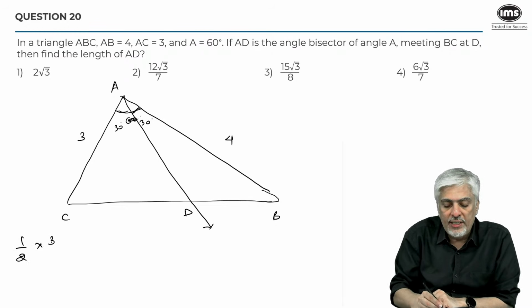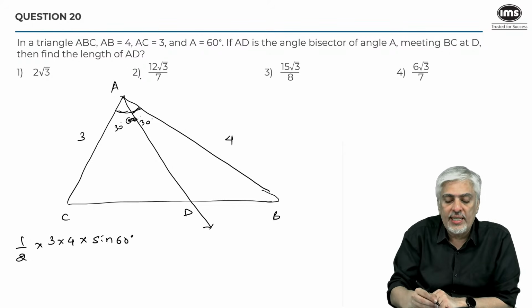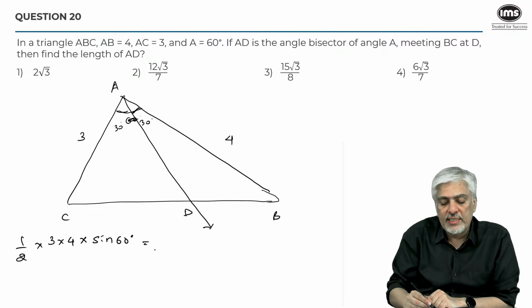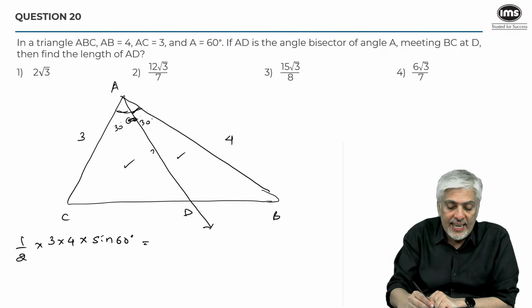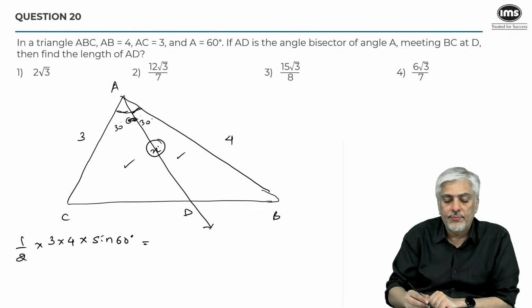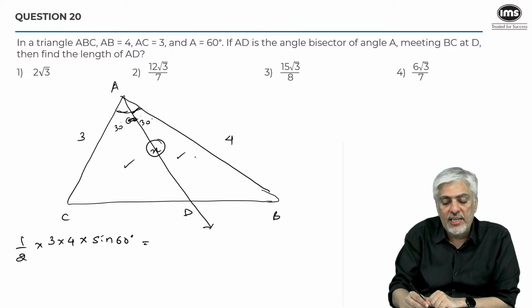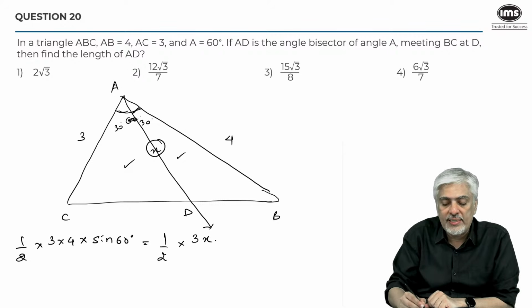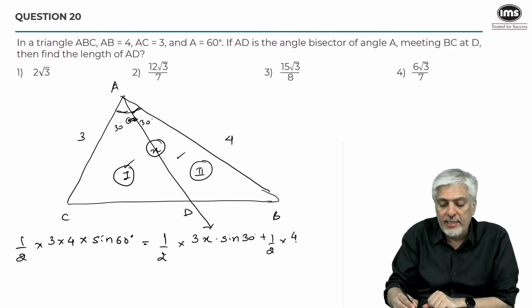Half into 3 into 4 into sine 60 is the area of the full triangle, which is equal to the area of these two triangles. Let's call AD as x because that is what I want to find. So area of this triangle plus the area of this triangle. Area of this triangle will be half into 3 into x into sine 30. This is the first triangle, and the area of the second triangle will be half into 4 into x into sine 30.